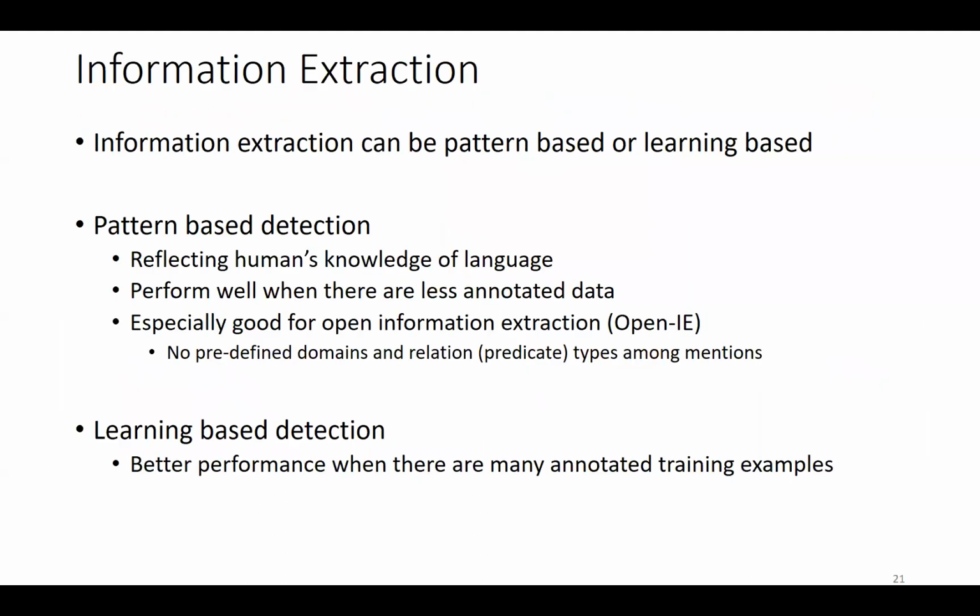Information extraction from text can be pattern-based or learning-based. Pattern-based approaches usually use designed rules to extract information that reflects humans' knowledge about language. When there's less annotated data, pattern-based approaches can perform better. This is especially good when considering OpenIE, where there is no predefined predicate or targeted relations in the knowledge base. On the other hand, when there is sufficient annotation, learning-based methods usually perform better as they have better generalization abilities to read more irregular text.